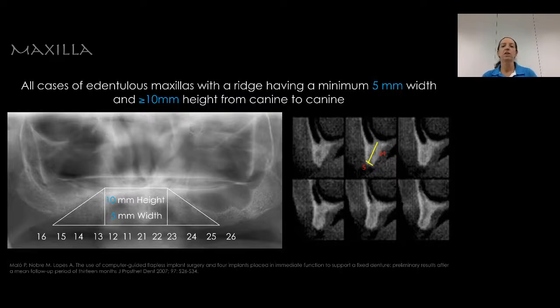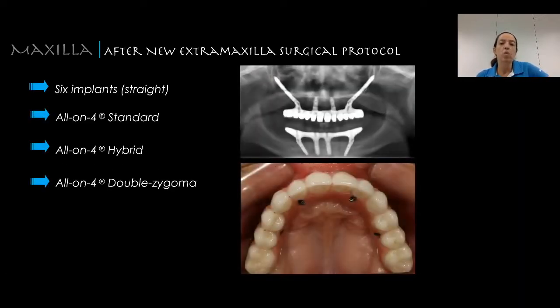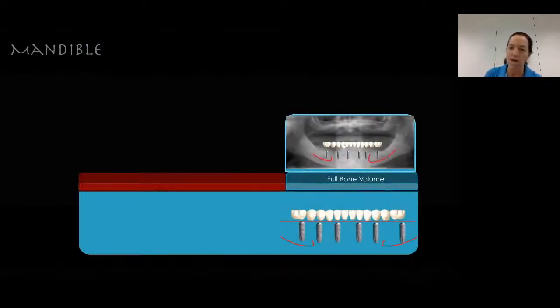So for us, a standard case, a good case, is when we have 10 millimeters of bone available with 5 millimeters of width in the area from canine to canine. If we have 10 millimeters of bone height with 5 millimeters of width, it's a standard good case. So today we are using this type of rehabilitation for the maxilla: 6 implants, all-on-4 standard, all-on-4 hybrid, or all-on-4 double zygoma.